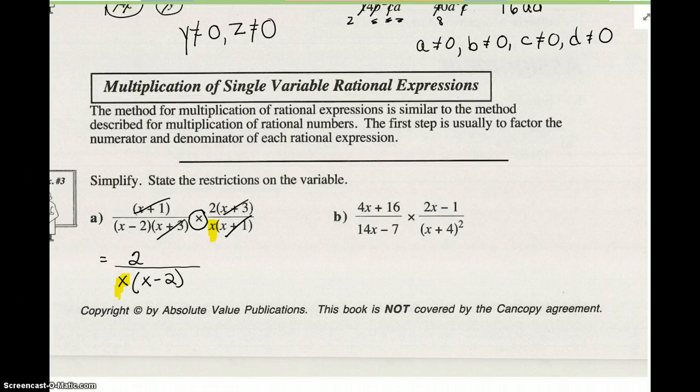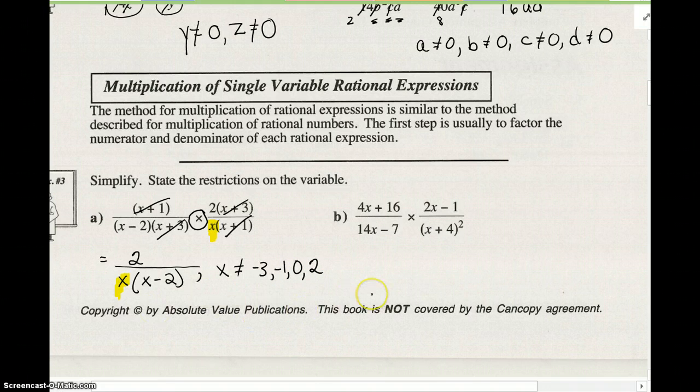All right, and then we do restrictions. X cannot equal, well, whatever was on the bottom. We had x plus 3, so x cannot equal negative 3. X cannot equal negative 1. We did a lot of these already, so I'm just going to go ahead and list them.